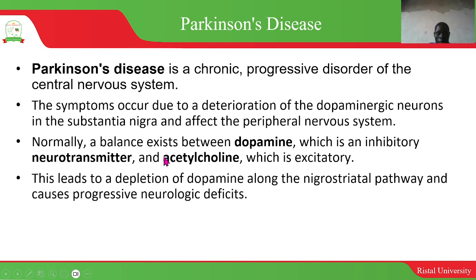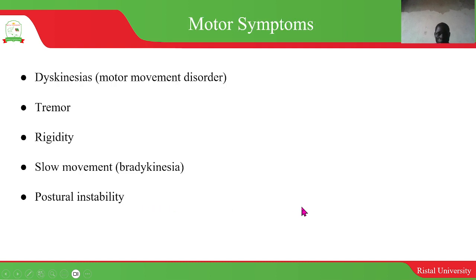So if there is a misbalance, where the inhibitory overpowers the excitatory, or the excitatory overpowers the inhibitory, muscle movement will always be affected, depending on which direction is the most predominant one. So this abnormality leads to a depletion of dopamine along the nigrostriatal pathway and causes progressive neurological deficits.